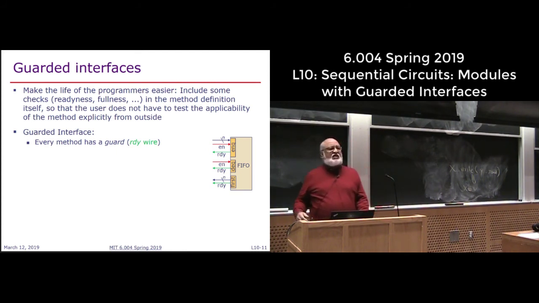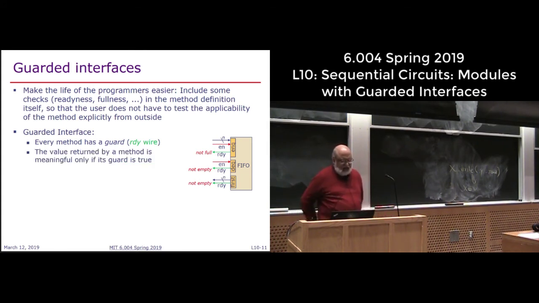So every method has a guard. There is an abstract notion that a method can be applied only when it's ready. And I will show these guards usually using green lines in the figure. So it's like a circuit light coming on saying, please press the red button only if it's ready. Otherwise, the system won't function. And actually, we don't rely on the programmer. The compiler will take care of all this for you. But every method has a ready wire, right? And a value returned by a method is meaningful only if the ready signal says true.